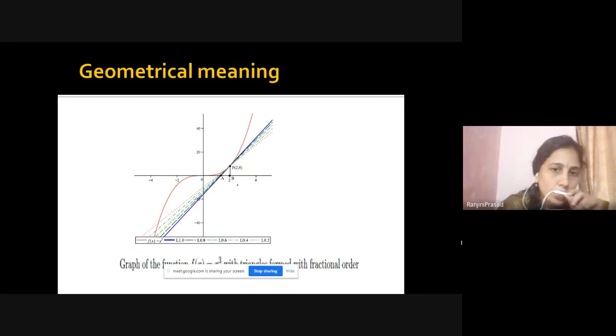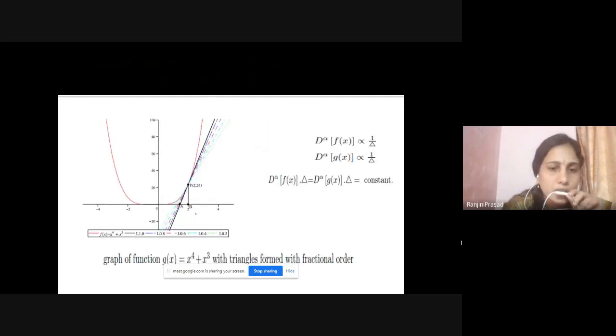Suppose for the point P, one line, if you take that blue line, point A is on the x-axis, B is on the x-axis, and P is on the curve. That will form a triangle there. Each and every value of alpha gives a different line, and those different lines form different triangles, right? So what happens is that when the fractional derivative values increase, the areas of the triangles decrease. That is what we are going to see here. The same thing we have studied for another function, g of x equal to x square for 4 plus x cube. Here we have taken one polynomial function.